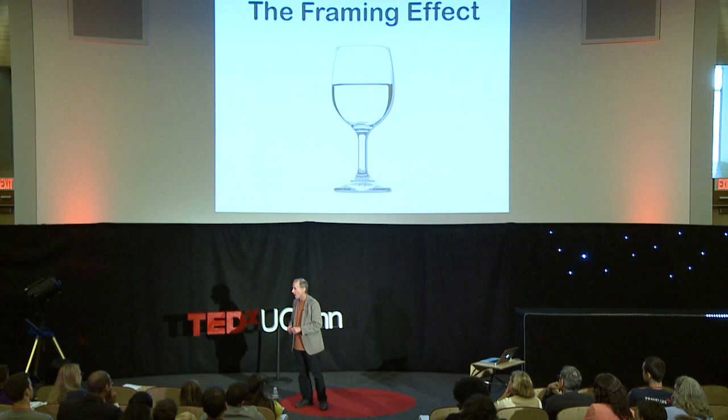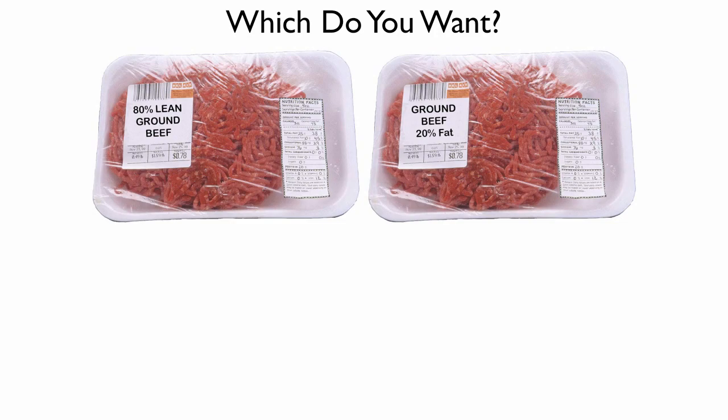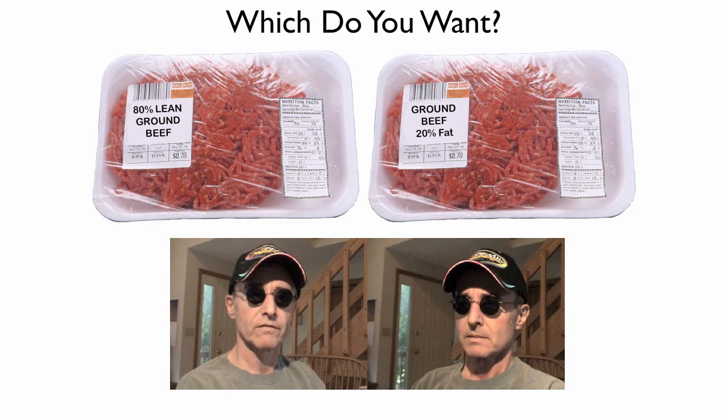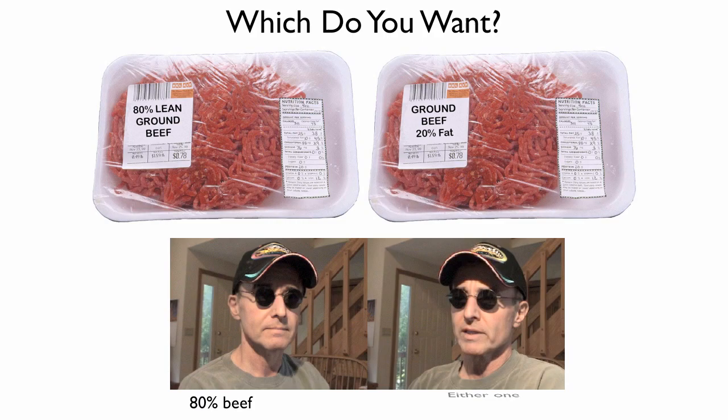So let me ask you this. Two packages of ground beef. They're identical, except for the labels. One says 80% beef, and the other one says 20% fat. Which do you want? I don't know. I'm going to ask my two brothers. Whoa, 80% beef versus 20% fat. Well, I don't like a lot of fat, so I'm definitely going to take the 80% beef. Yeah, but dude, 80% beef, 20% fat, they're exactly the same thing. There is no choice here. Give me whichever you want.